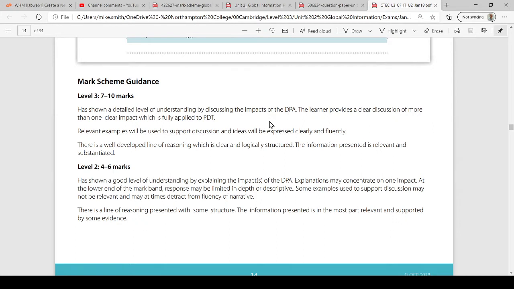Any supporting examples that you've come up with, they're clearly relevant and they clearly support what it is you're trying to say. The answer is logical, it's developed. There's a line of reasoning in there which makes perfect sense. It's not just waffle.